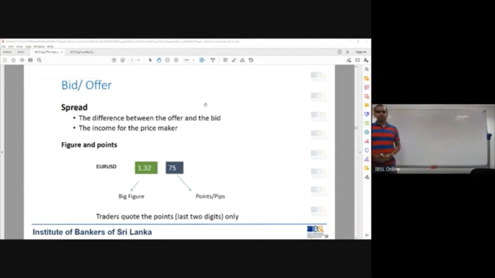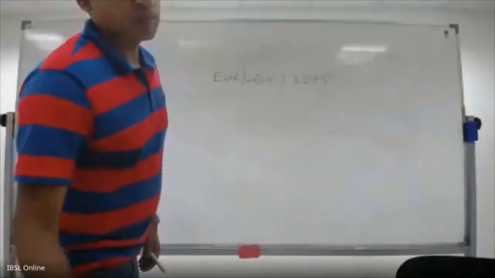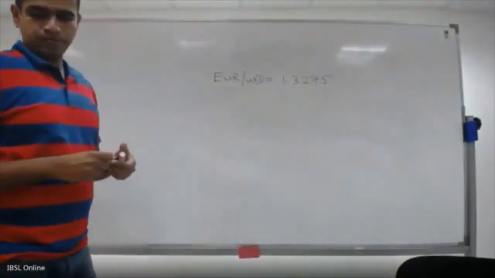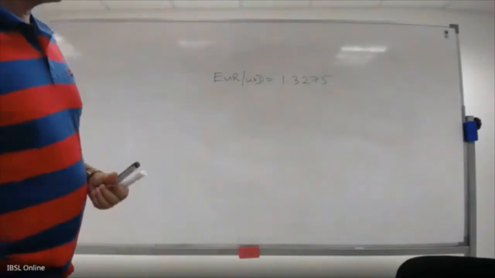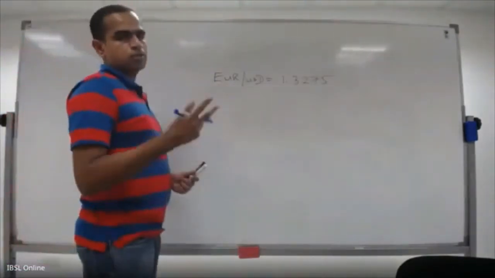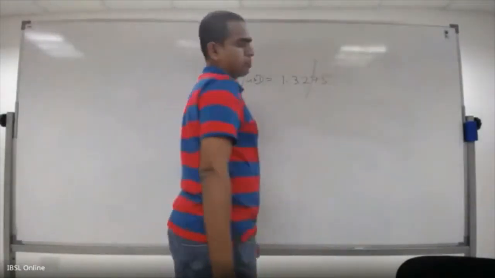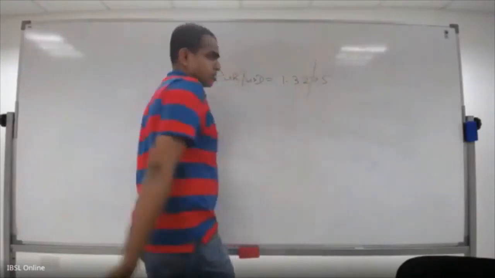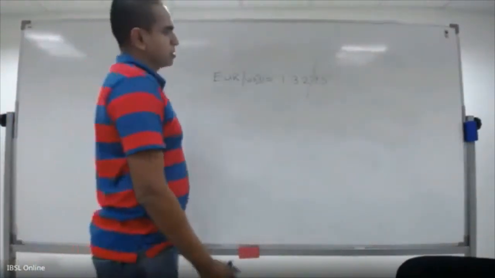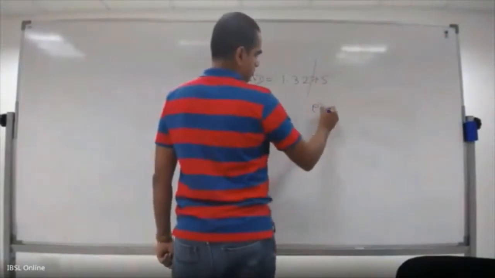So the next one. In this example, the euro dollar is 1.3275. Now, there are some currencies which go up to 4 decimals, some currencies go up to 2 decimals. And if a currency goes up to 4 decimals or 2 decimals, you can cut off the last 2 decimals. And the last 2 decimals are called the pips.